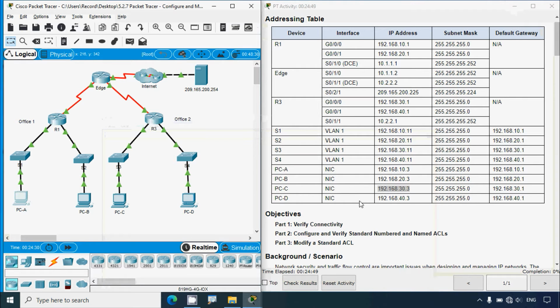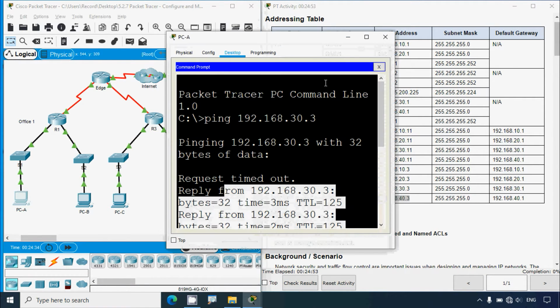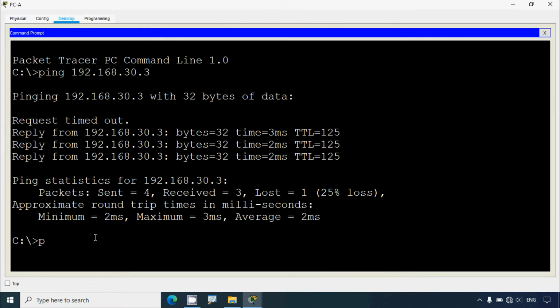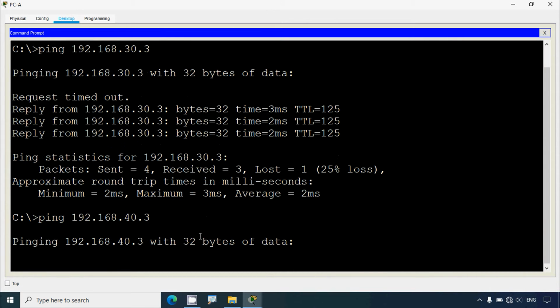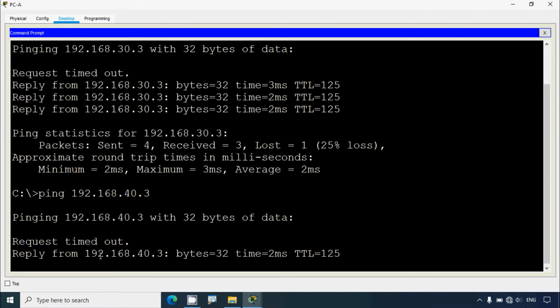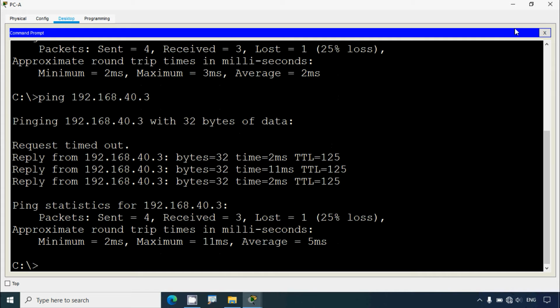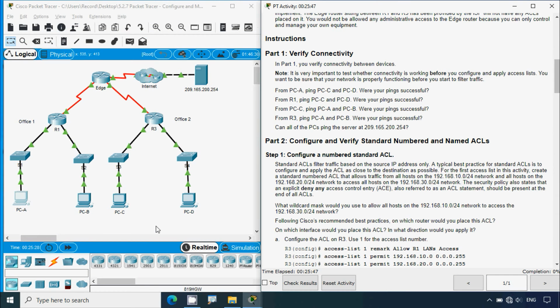Now we will ping to PC-D. Okay, here we get the replies. Here pings succeeded from PC-A to PC-C and PC-D.